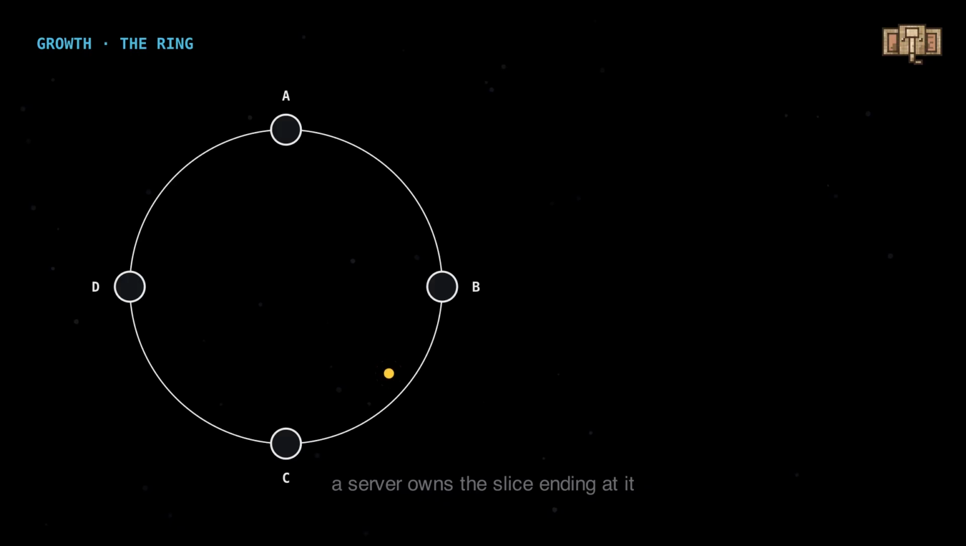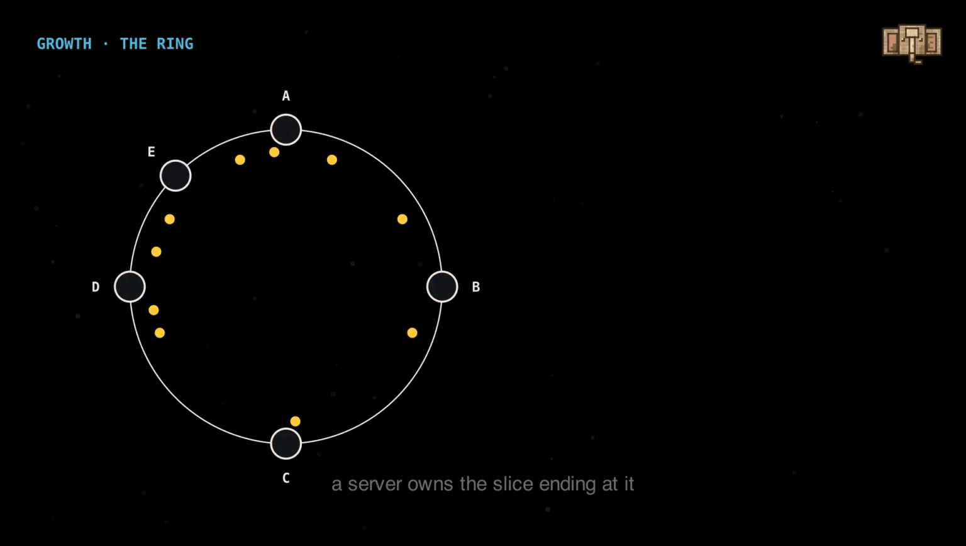A key hashes to a point on the circle. Then it walks clockwise to the first server it meets. That server is its owner. Here is another key. Walking clockwise, same rule. And the rest of our keys settle in exactly the same way.